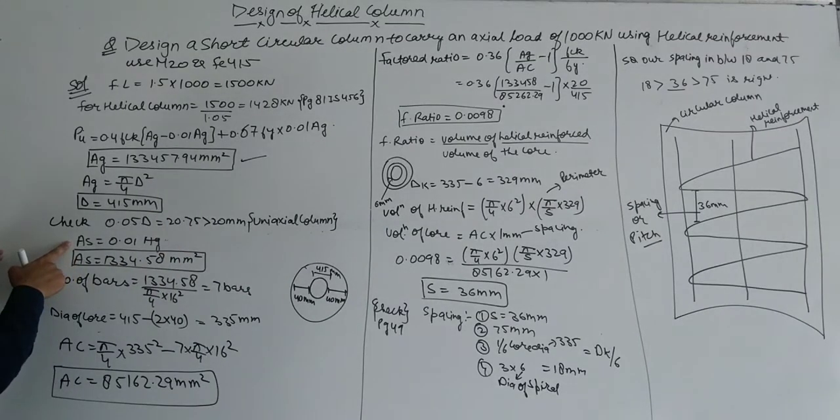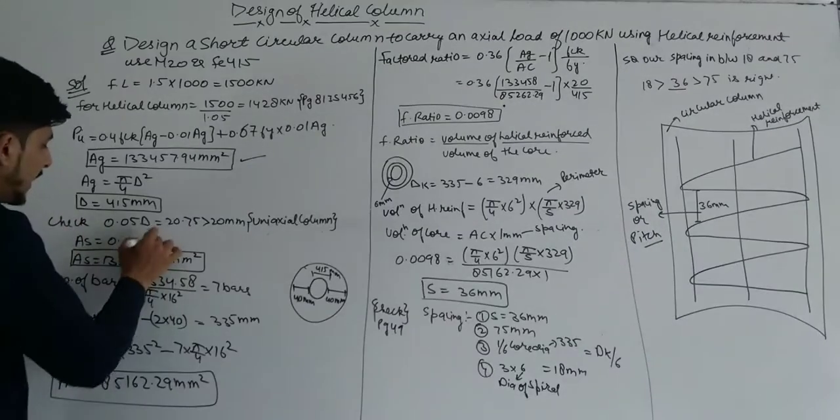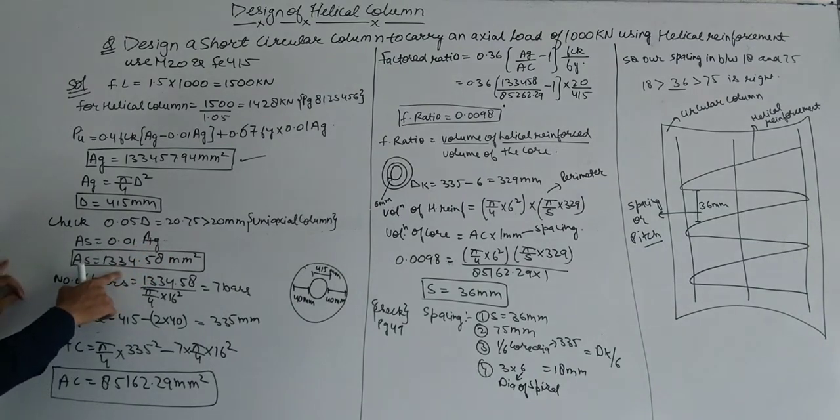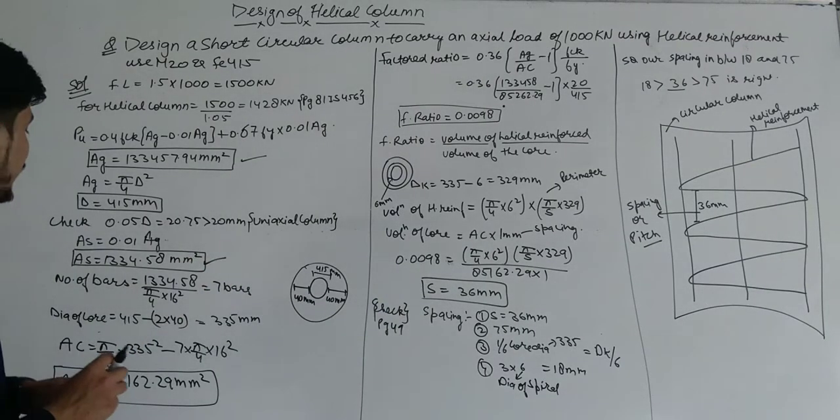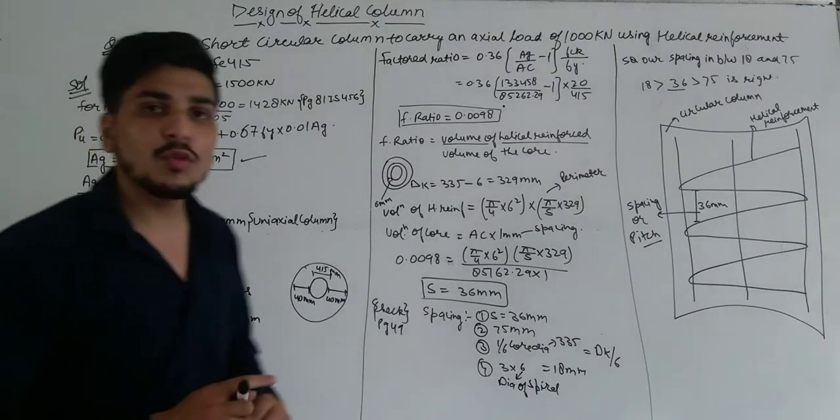Now the formula for As equals 0.01 Ag. So we multiply Ag into 0.01, and from here we calculate As. Our As is 1334.58. Now we have to calculate the number of bars.